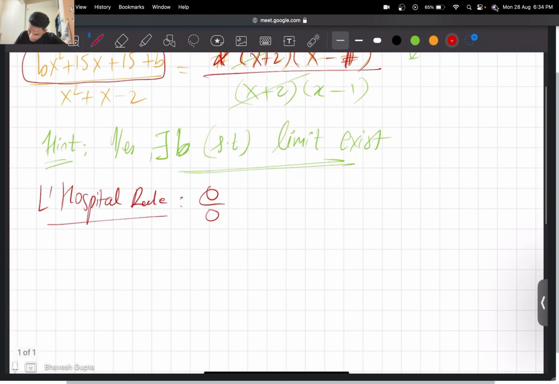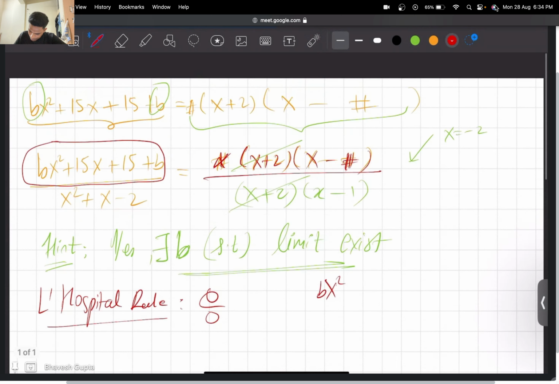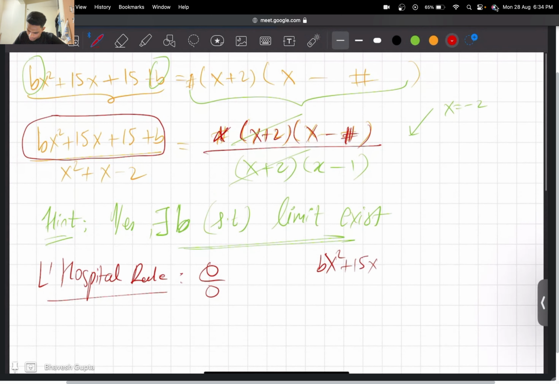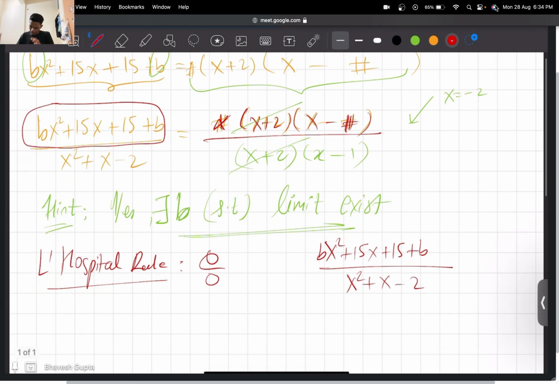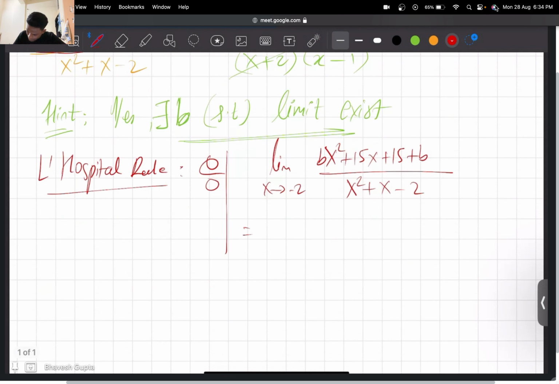So my numerator was bx square plus 15x plus 15 plus b, over x square plus x minus 2. Okay. And since you were asked to solve this, just take the differentiation of the numerator. What you see here is that this is giving me 0 by 0 form. You can just check by substituting the value here.